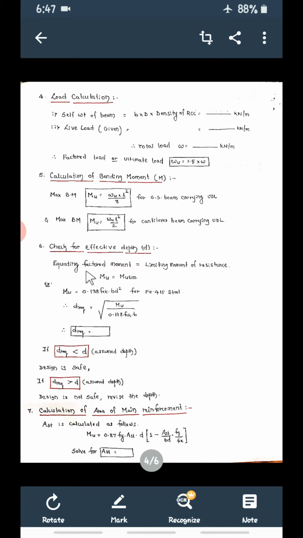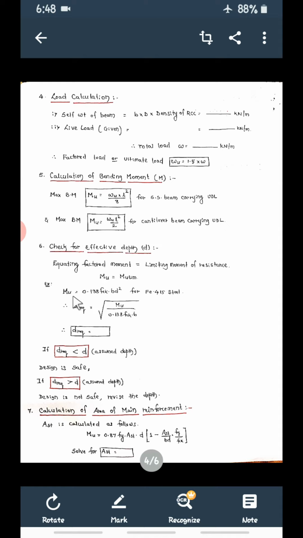Okay, now equating the factored moment to the limiting moment of resistance. So this is a factored moment. If you are designing a simply supported beam, consider this Mu, whatever Mu we get from WL square by 8. That will be the Mu here. That is equal to Mu limit. Okay, so based on the grade Fe415, Fe250 or Fe500. Let us take the grade of steel as Fe415.